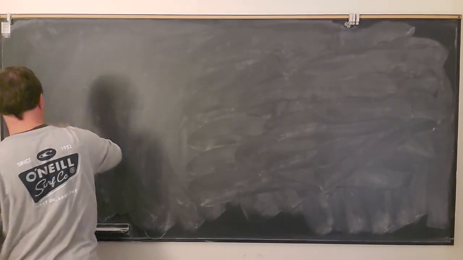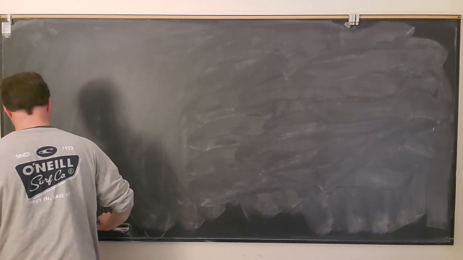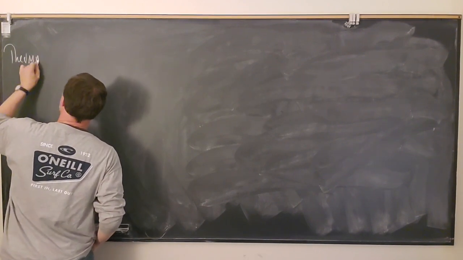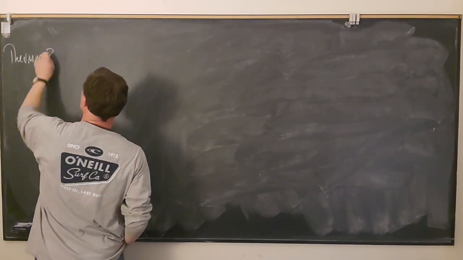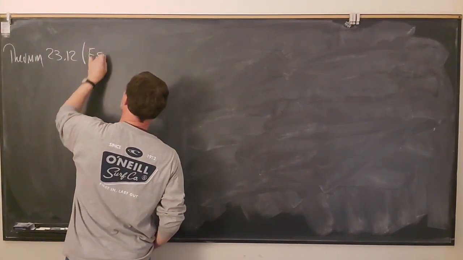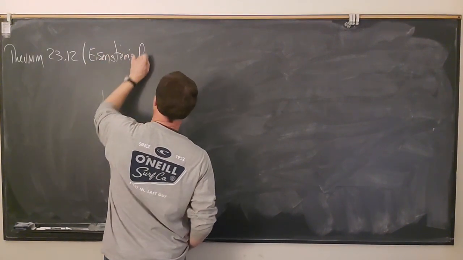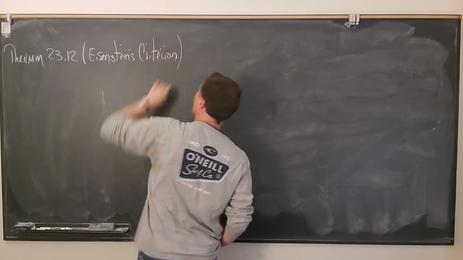When it works, it's very easy. You really don't have to do any work. You can kind of just eyeball the solution. And this is pretty famous. This is probably the most famous of the irreducibility tests. And this one, so this is 23.12, and it's called Eisenstein's criterion.